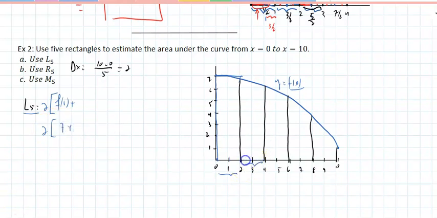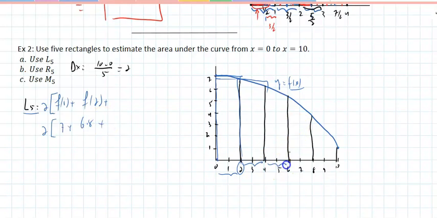When you look at the second interval, don't you take this left endpoint to be the height? Isn't that f of 2? And what's f of 2? What do you think that value is? We're not going to disagree. Between 6 and 7. I'm going to say 6.8.